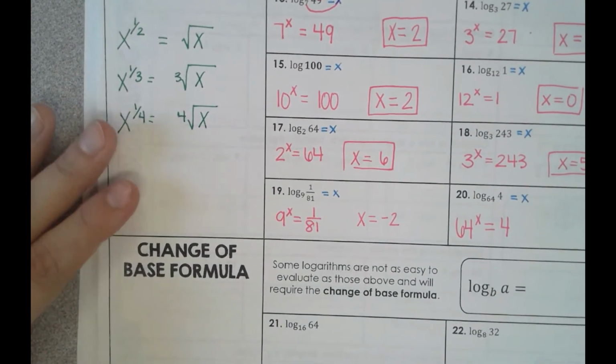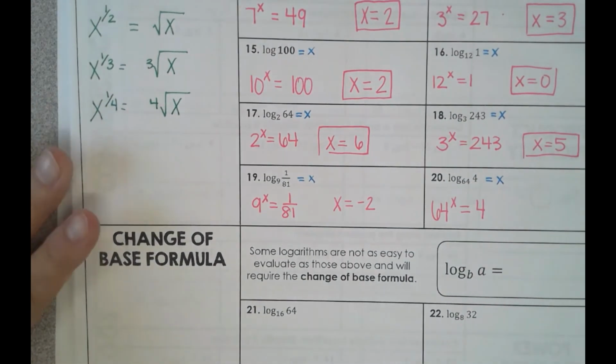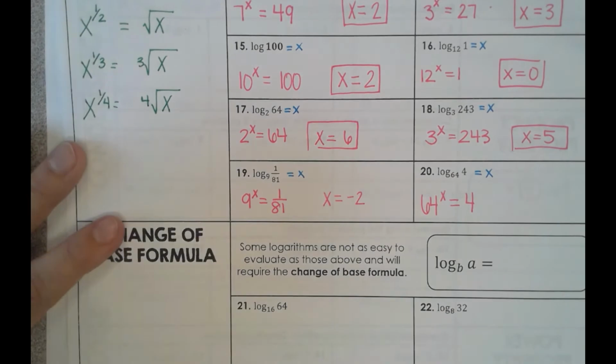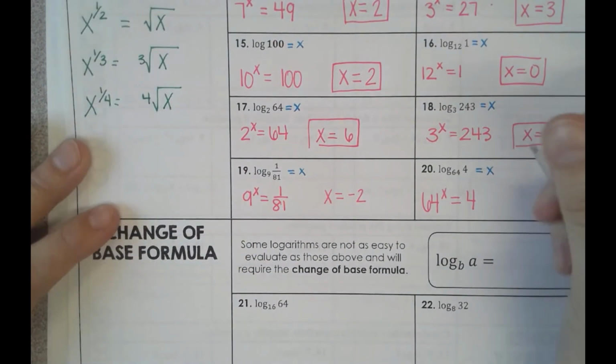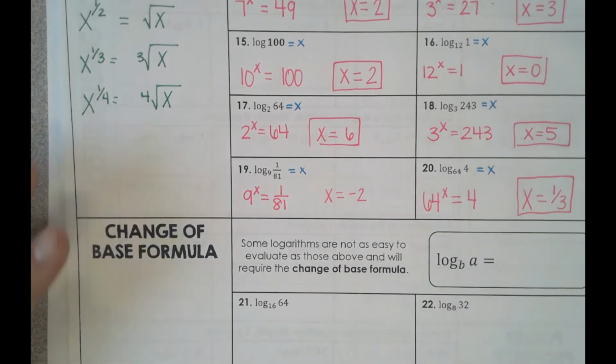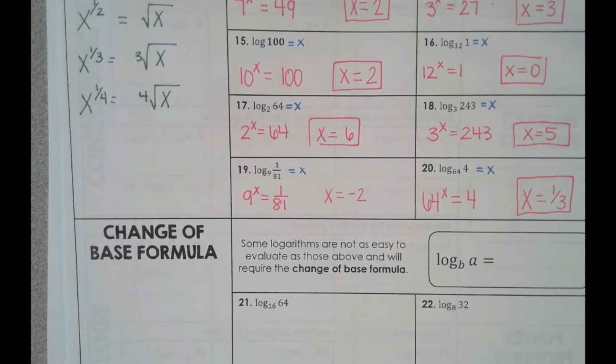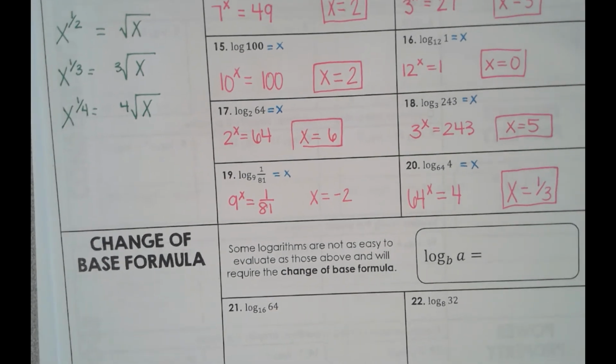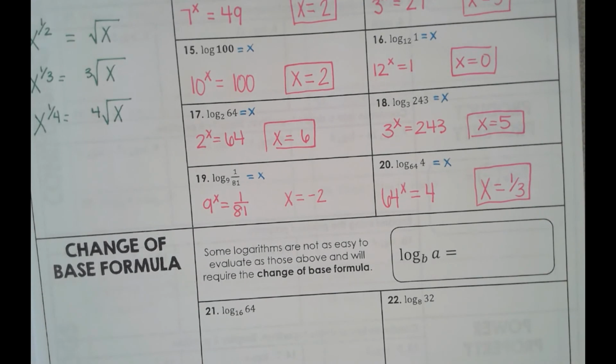So 4 is the cube root of 64. So that would be the same as having a power of 1/3. Any questions on those?